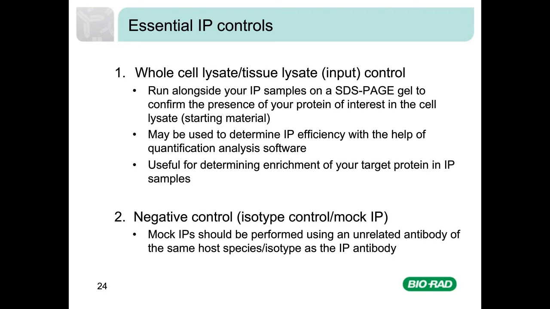It is also important to include a negative control, otherwise known as an isotype control or mock IP, in every IP experiment. To generate this type of control, you perform an IP using an unrelated antibody of the same host species and isotype as the target antibody. This type of control addresses the nonspecific binding of proteins contained in the lysate to beads and assists in determining background levels. Including this type of control in your experiment, therefore, helps to confirm that you are not detecting artifacts that originate from nonspecific binding.